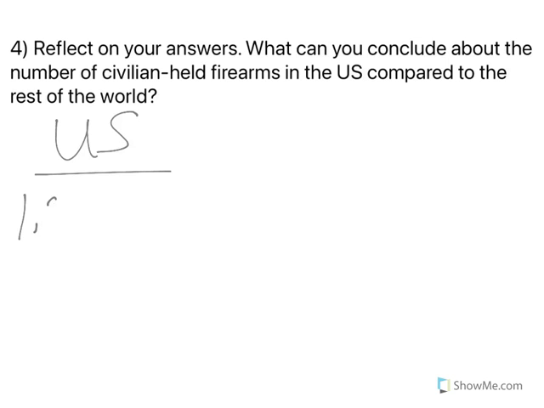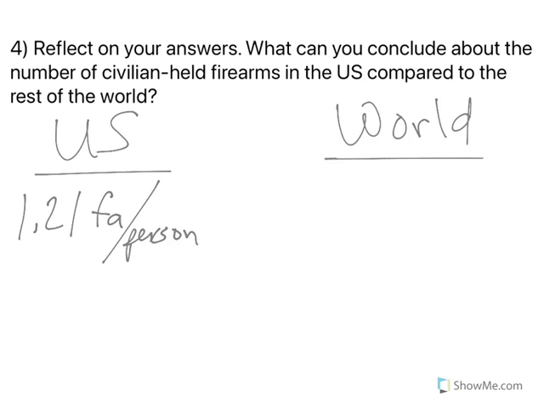So now thinking about this, in the U.S. by itself, we had 1.21 firearms per person. In the world, we had 0.113 firearms per person. So think about the comparisons. What can we conclude? Well, the U.S. has way more firearms per person.